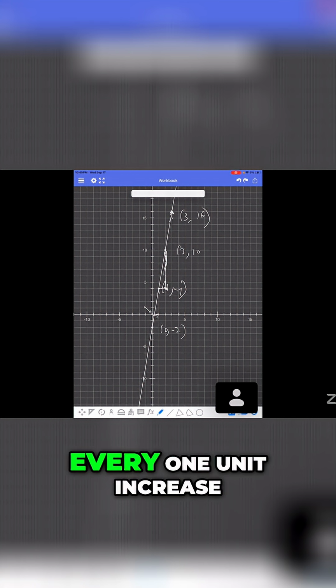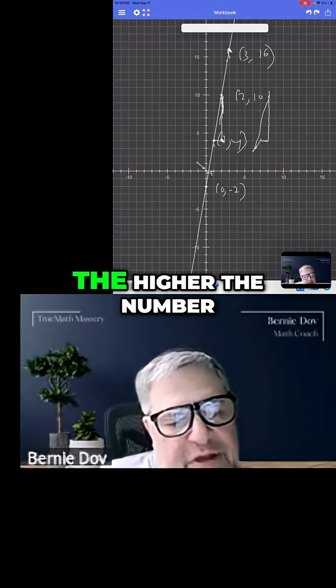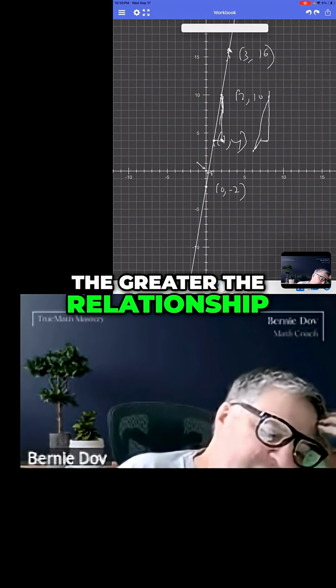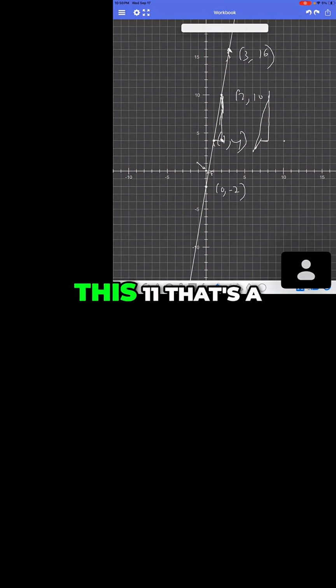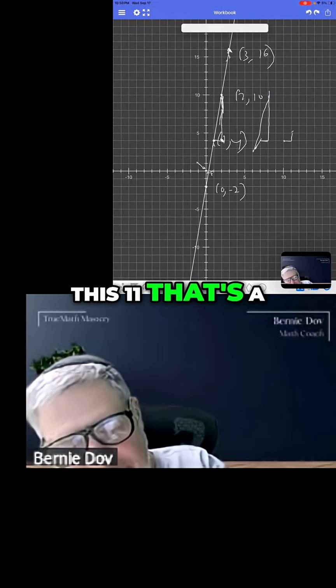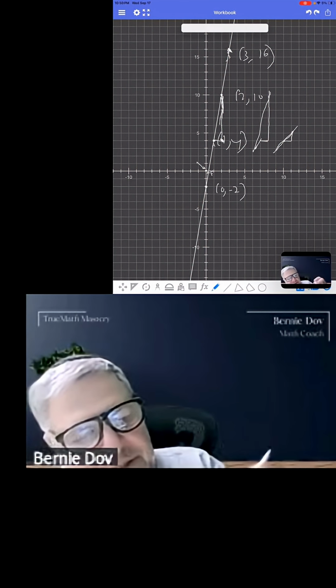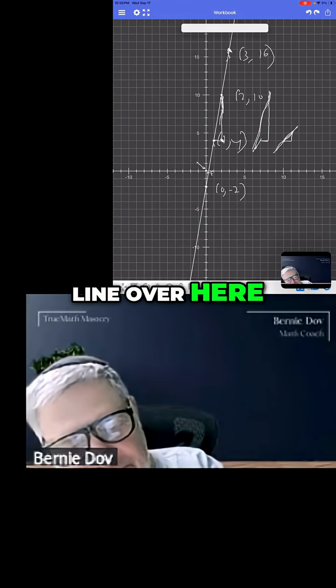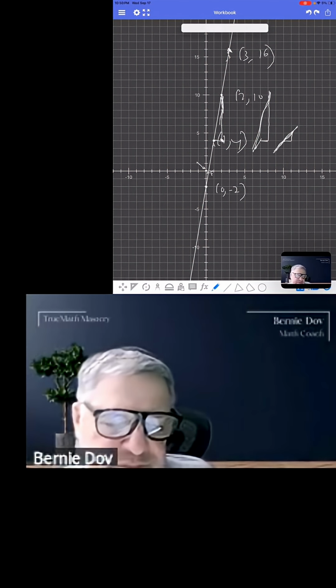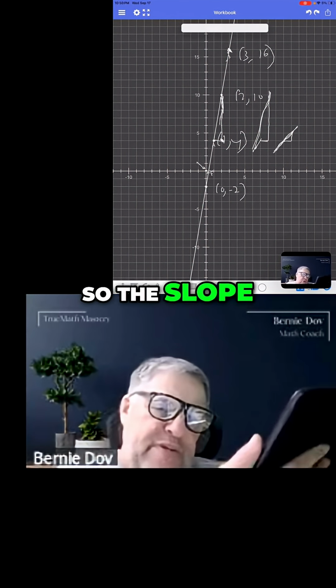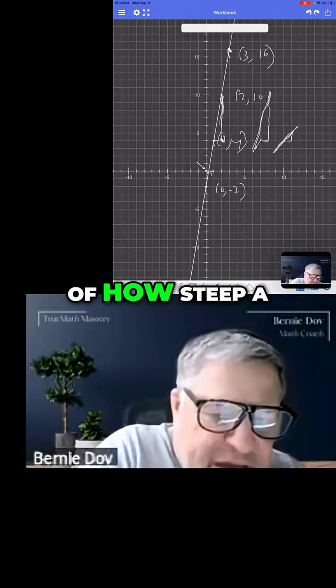For every 1 unit increase in x, y goes up 1, 2, 3, 4, 5, 6. The higher the slope number, the greater the relationship, the higher you go for each one. If I would do this, 1, 1, that's a slope of 1. See this line? This line over here is steeper than this line over here. They have different slopes. So the slope is a measure of how steep a line is.